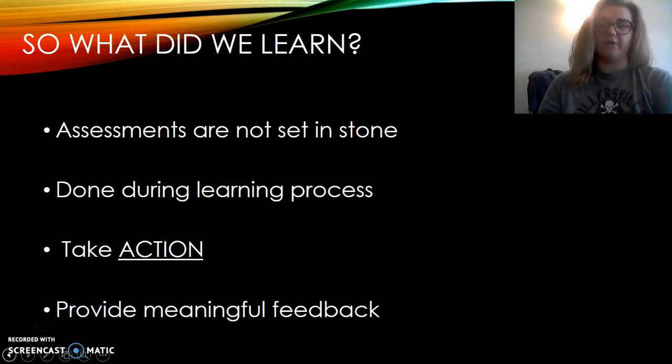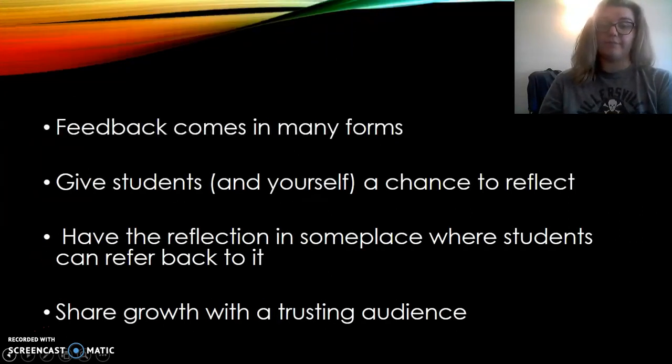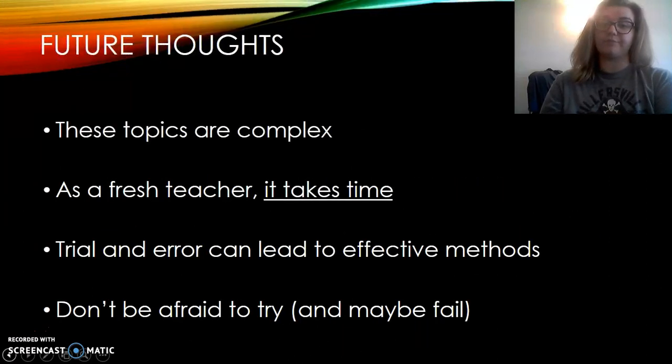So what did we learn overall? Assessments are not set in stone. Assessments can be done during the learning process and you need to take action with them. And you also need to provide meaningful feedback so they can learn and adjust. Also, feedback can come in many forms, and you need to give your students and yourself a chance to reflect. Have them reflect in some place where they can refer back to it. And once they have done that reflecting, have them share it with a trusting audience.